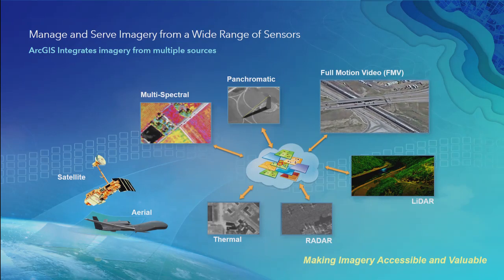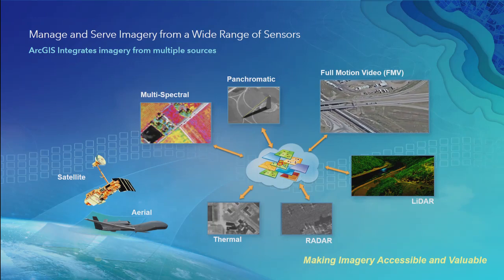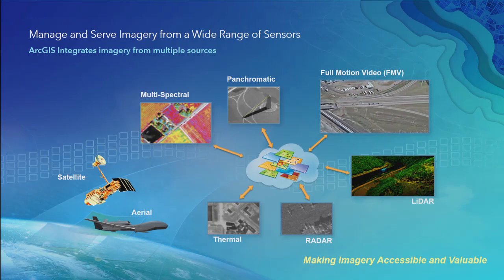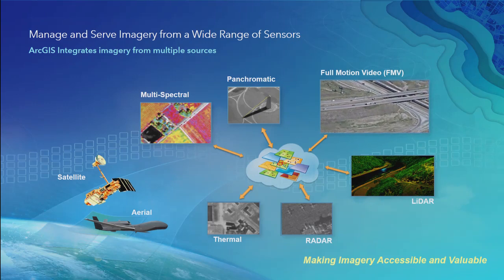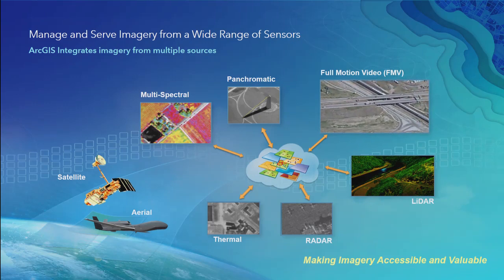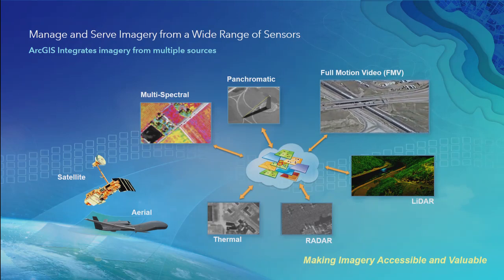Now, in ArcGIS, we integrate all of these imagery sources. We support imagery from multispectral sensors. We support various forms of satellite, aerial imagery, and thermal imagery. There's radar data that we support. There's LiDAR data that we support. There's also full motion video that is natively supported from within ArcGIS.